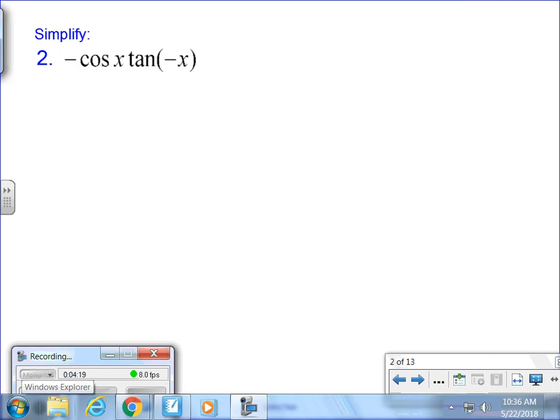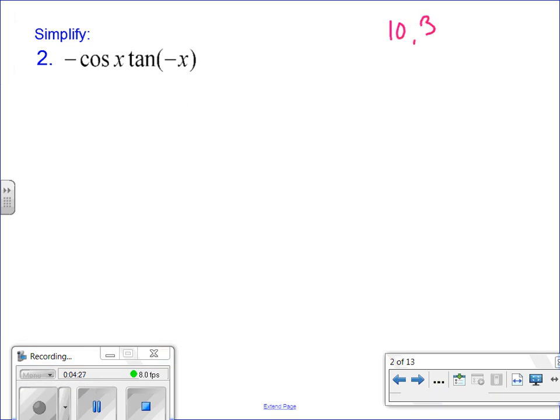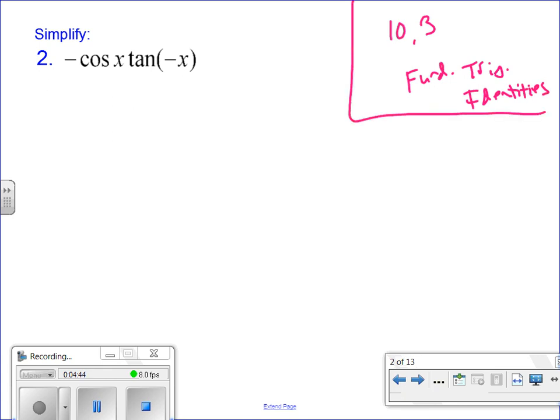Alrighty, number 2. We are now going to be simplifying using properties on that 10.3 sheet. If you're wondering what that sheet says at the top, it says fundamental trigonometric identities. It's the biggest one we taped in of the 3. The first one we're going to use is going to be tangent of negative x. See if you can find that on your sheet anywhere. It's like a seek and find.